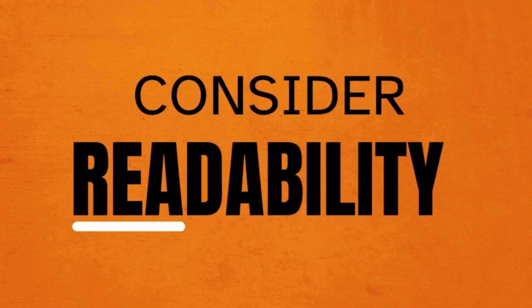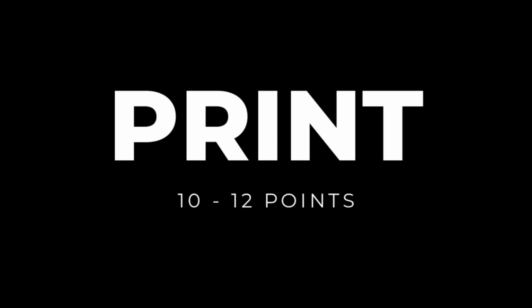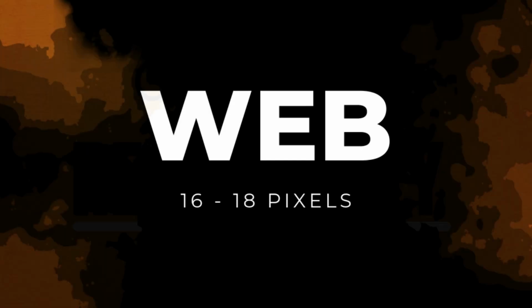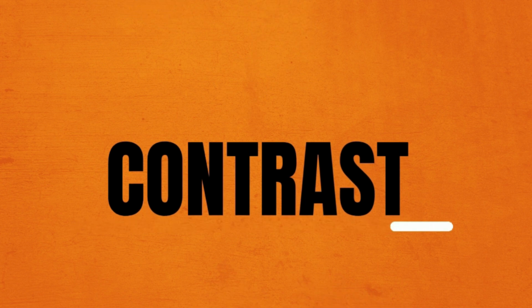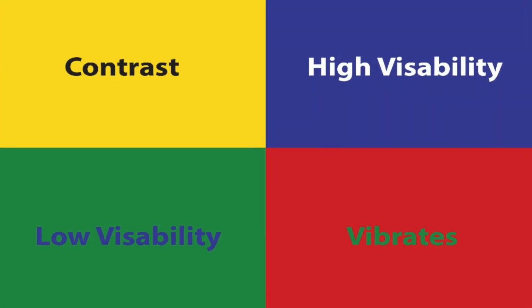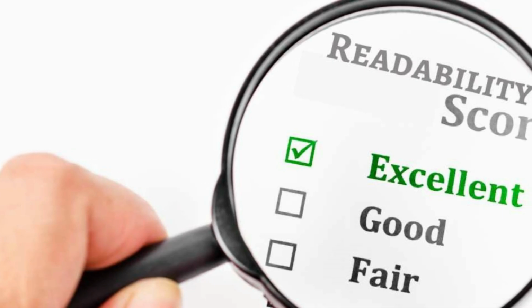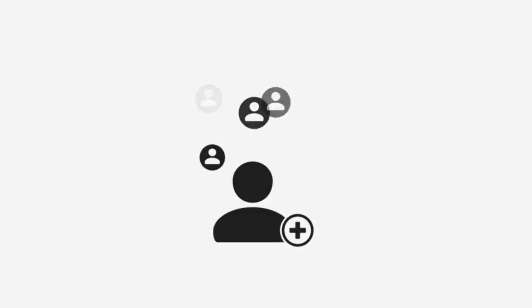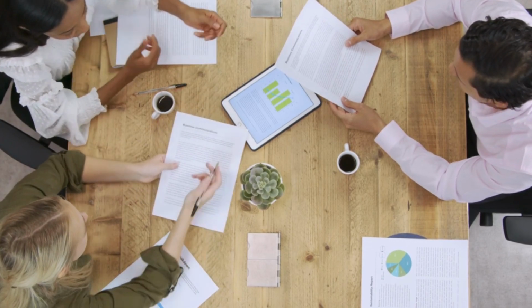5. Consider readability. This is huge. Make sure your text is easy to read. For body text, stick to sizes between 10 points and 12 points for print and 16 pixels to 18 pixels for web. Also, think about contrast. High contrast, like black text on a white background, is way easier to read than low contrast. So, prioritizing readability means your content will be accessible and engaging. By picking the right fonts that fit your audience and purpose, you can effectively communicate your message and create an amazing user experience.